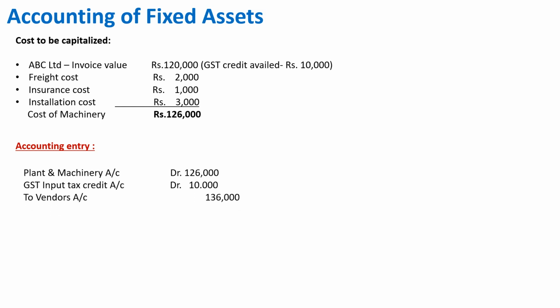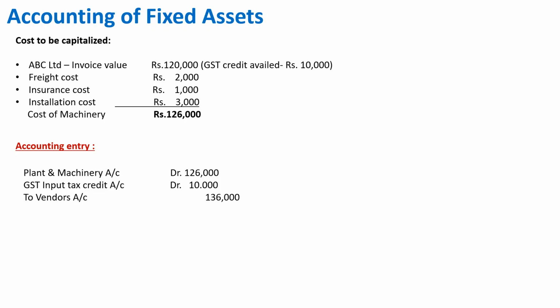Plant and machinery account debited 1,26,000, what we derived as the cost of the fixed asset. GST input credit 10,000. This is what you are going to pay to the vendor, right? 10,000 rupees, and you are posting it here because you are going to take credit. And to vendor account 1,36,000. When I say 1,36,000, vendor means all the vendors. I'm including ABC Limited and the vendors for freight, insurance, and installation.